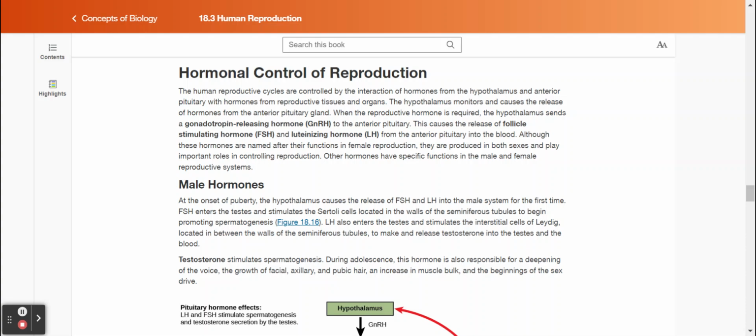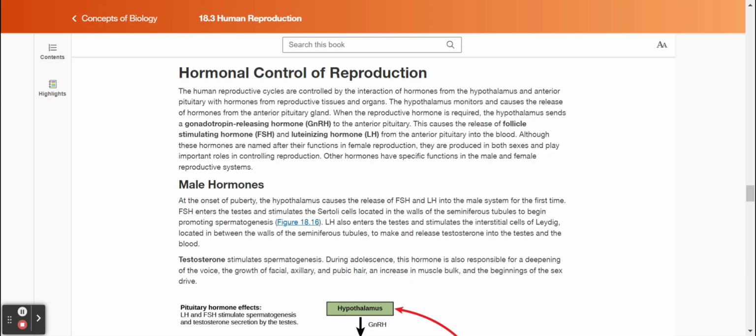Hormonal control of reproduction. The human reproductive cycles are controlled by the interaction of hormones from the hypothalamus and anterior pituitary with hormones from reproductive tissues and organs. The hypothalamus monitors and causes the release of hormones from the anterior pituitary gland. When the reproductive hormone is required, the hypothalamus sends a gonadotropin-releasing hormone, GnRH, to the anterior pituitary.